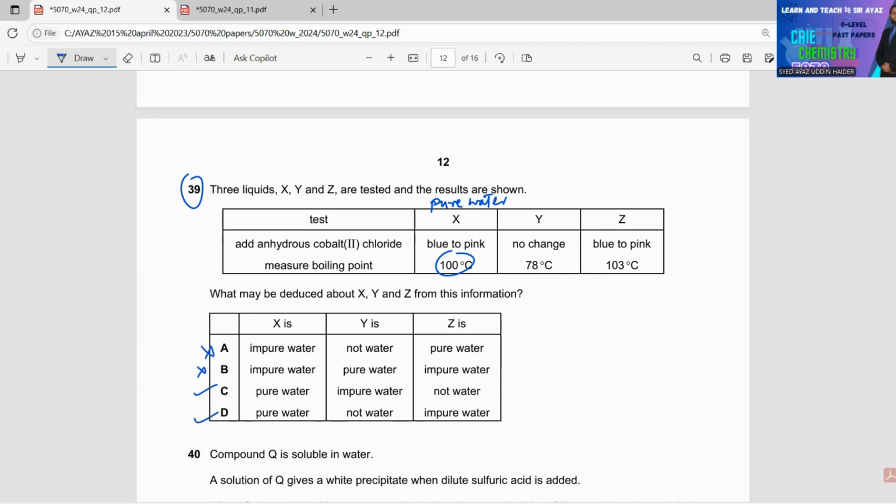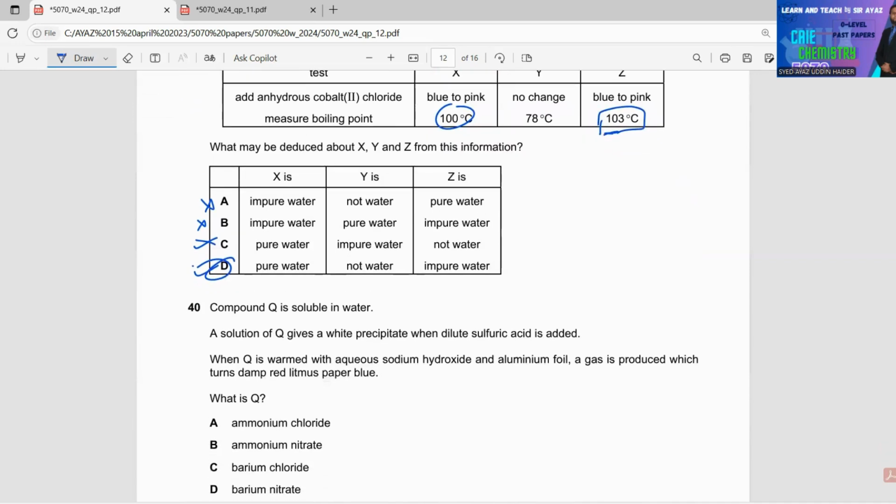What about Y? That's for sure Y is not water. Z is impure water. You see the boiling point. Boiling point is higher than 100 degrees centigrade. So D must be the right answer in this case. No need to check C. D must be the right answer.